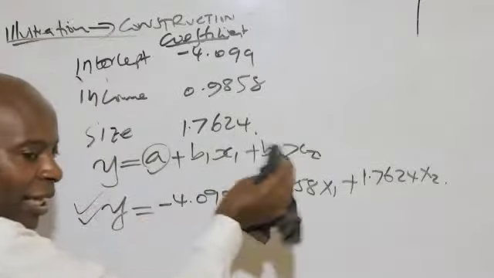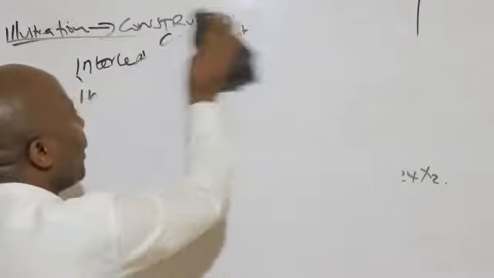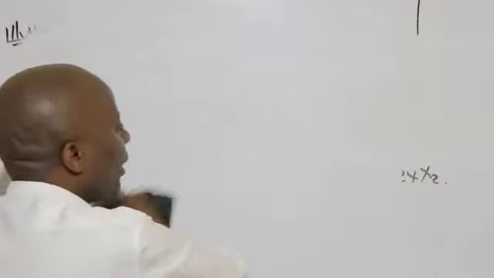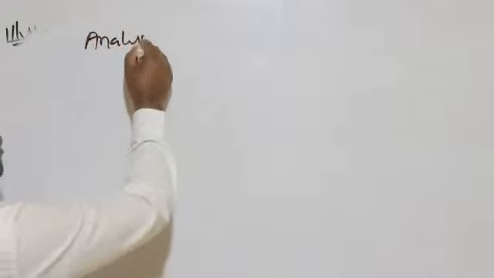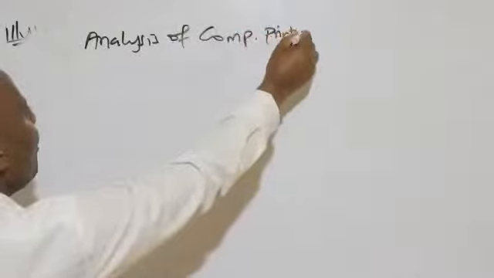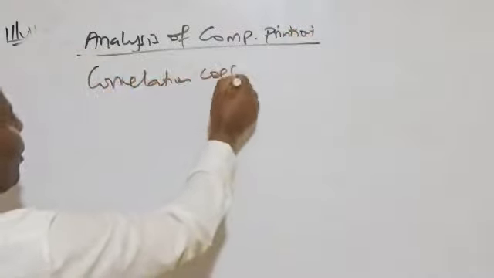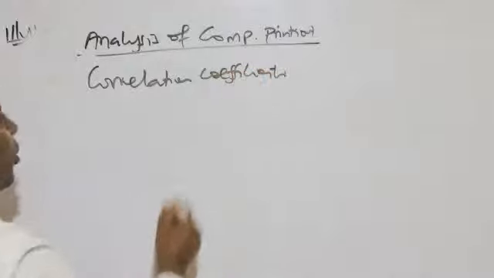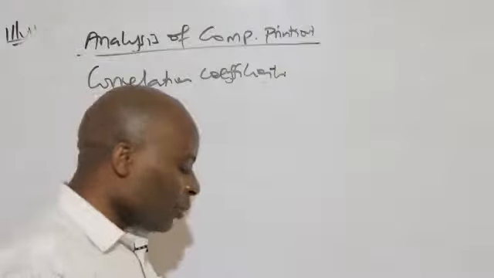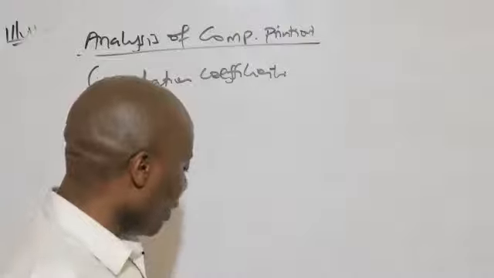If you'll allow me, I'll delete this. Analysis of computer printout. I will start with the correlation coefficient. The correlation coefficient, what they are calling multiple, basically is for multiple regressions. It's for multiple variables.